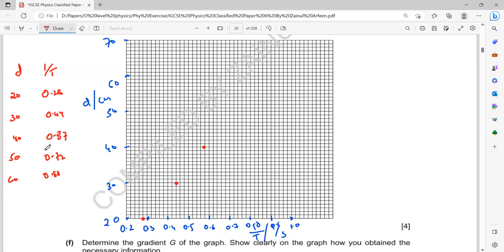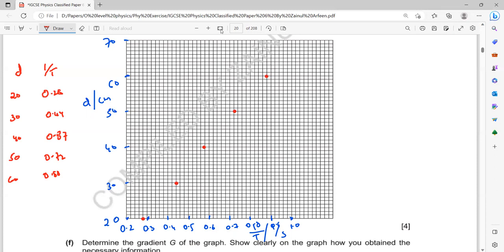Then 50 and 0.72. This is 0.7, so this will be 0.72. And 60 and 0.88. So this is 0.9, and this one is 60, so 0.88 will be here.